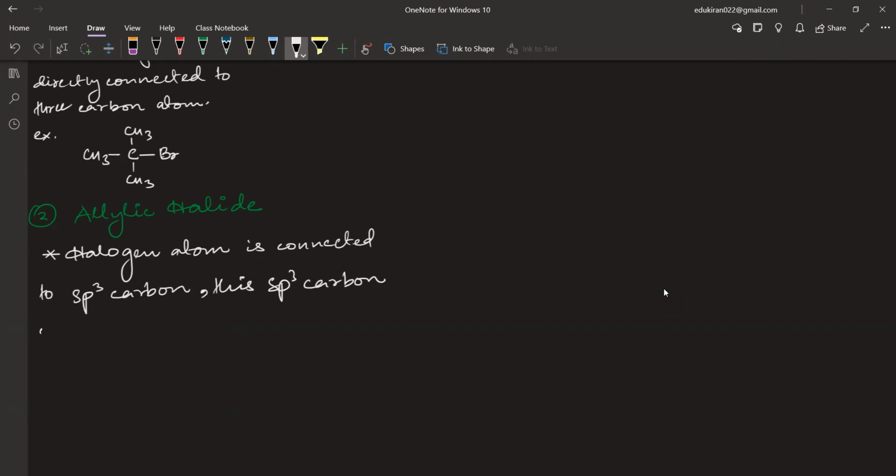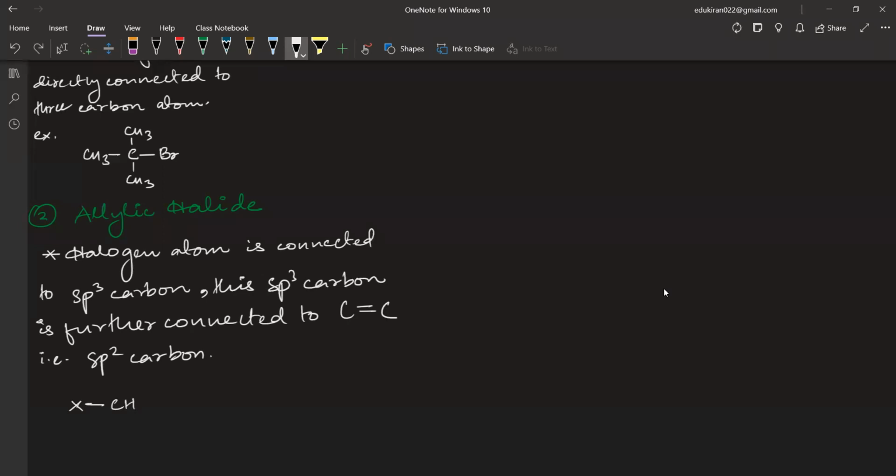carbon double bond carbon. That is an sp2 carbon. If you have carbon double bond carbon, obviously it is going to be an sp2 carbon. So you have a halogen atom X. It is connected to sp3, sorry, sp3 will be CH2. This carbon is further connected to carbon double bond carbon. So this is an example of allylic halide.